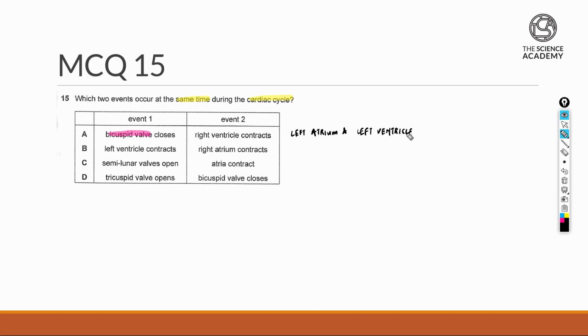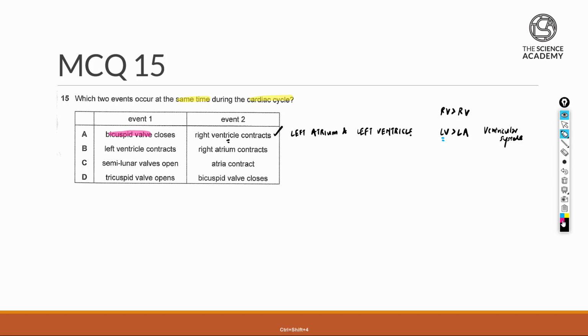So while the bicuspid valve closes, this indicates that the left ventricle pressure is higher than the left atrium. And if it's higher than the left atrium, this signifies that we are undergoing a ventricular systole event. Now, simultaneously, because both the ventricles contract at the same time, it is fair to say that both the left ventricle as well as the right ventricle should be contracting. So A seems to be okay because of ventricular systole. The right ventricle, just like the left ventricle, should be contracting.